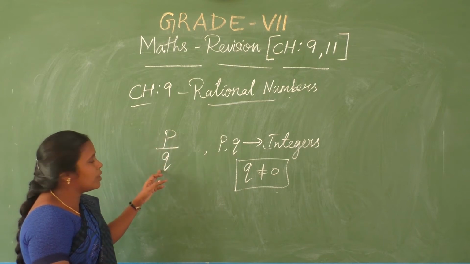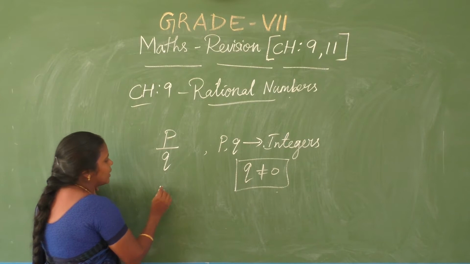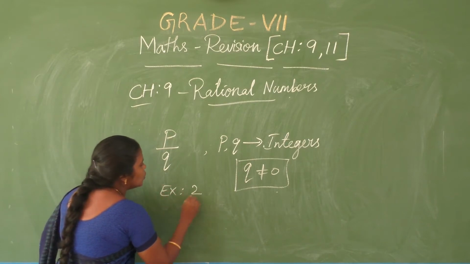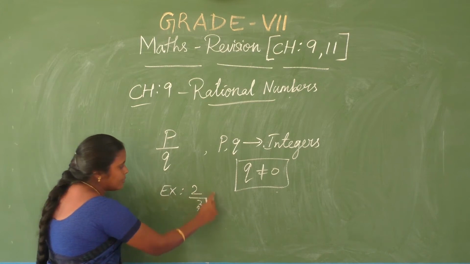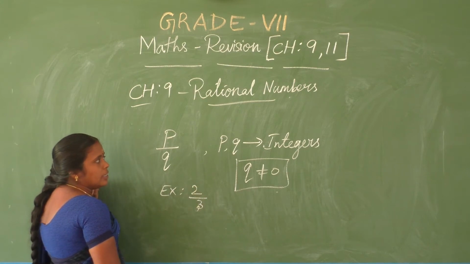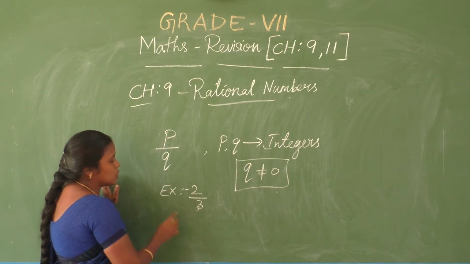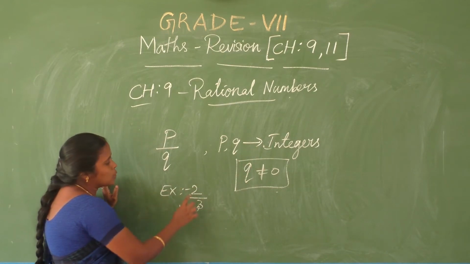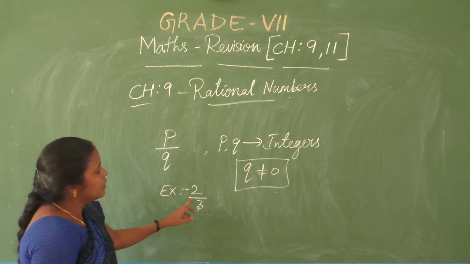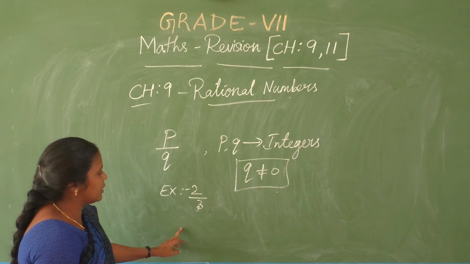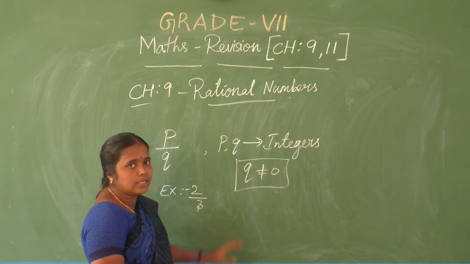Actually, the P by Q form is nothing but a fraction. For example, 2 by 3: P is 2, Q is 3. So it is a fractional number where P and Q are integers, like minus 2 by 3. So a fraction with integers is called a rational number. The condition is that the denominator should not be equal to 0. This is the main thing.